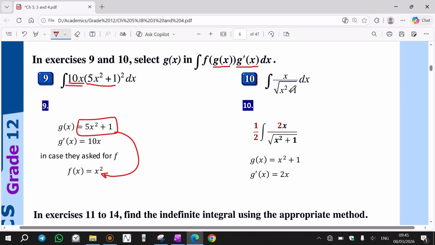Now, inside the radical is going to be g, x squared plus 1. The derivative of x squared plus 1 is 2x. I don't have 2x outside, so I have to make it. How? I write 2 here, and 1 over 2 outside. Now, I can work on the question. I can identify g and g prime. g is x squared plus 1. g prime is 2x. That's it.